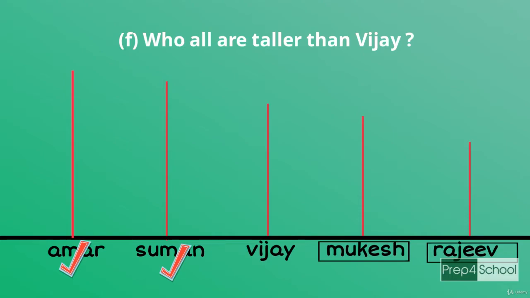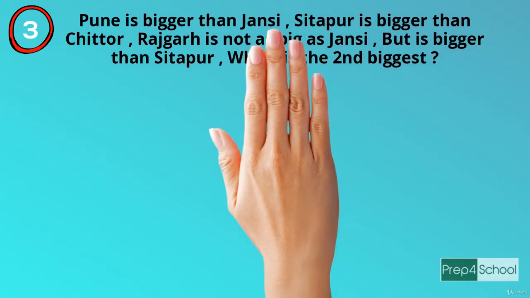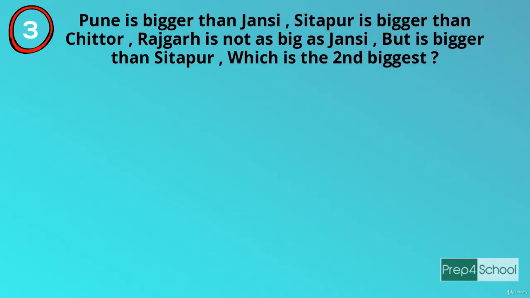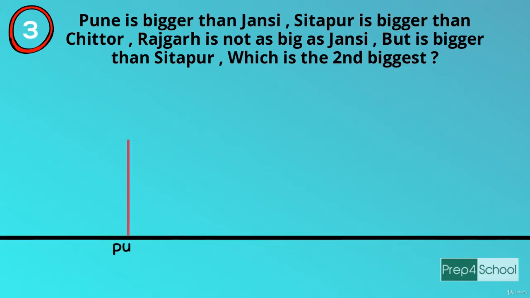Let's take another problem. Pune is bigger than Jhansi. Sitapur is bigger than Chittor. Rajgarh is not as big as Jhansi, but is bigger than Sitapur, which is the second biggest. Let's start from the first sentence. Pune is bigger than Jhansi. That means it will be like this.